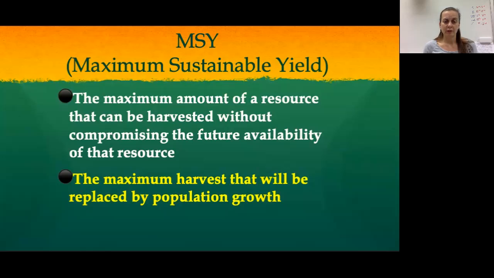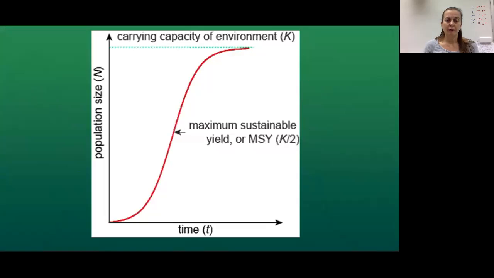So when we talked about the fish example, as long as we left enough fish to reproduce for the next year, we were able to replace those fish. Very often we will look at a maximum sustainable yield as half of the carrying capacity of the environment. So you can take away half of the organisms and still continue at a sustainable level.